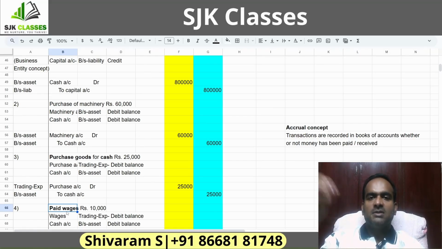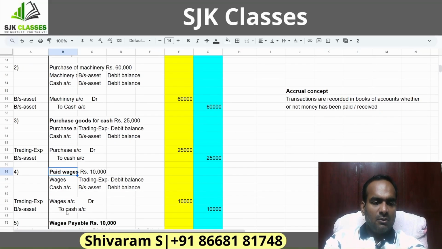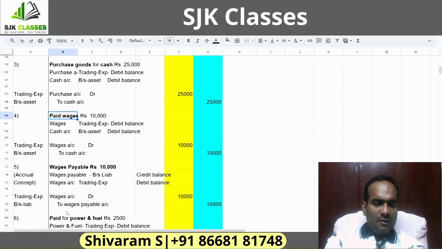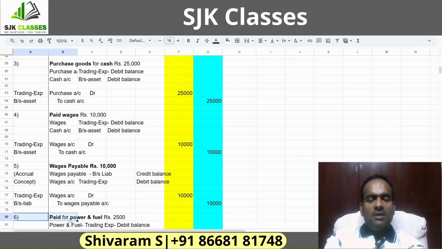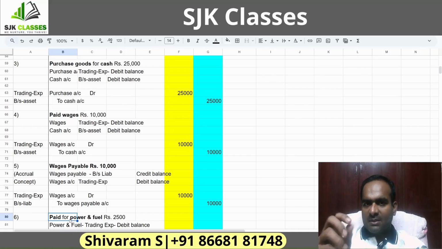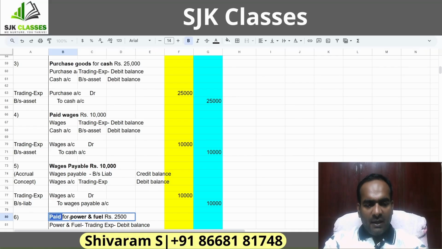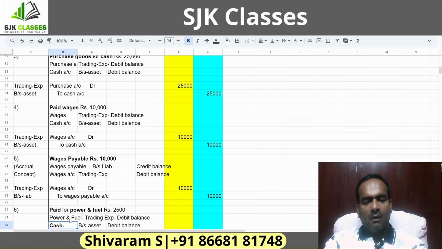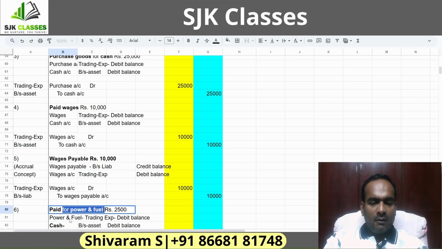What could be the next transaction? The power cost incurred inside the factory. So that's our next transaction. Transaction number 6. What is the entry for? Paid for power and fuel. So paid for power and fuel rupees 2500. Now what is the summary here? We have paid. After seeing the word paid, what should I do? I should bring in the cash account. And for what have I paid? The power and fuel. So what is power and fuel? Simply the power cost incurred inside the factory. That's it.